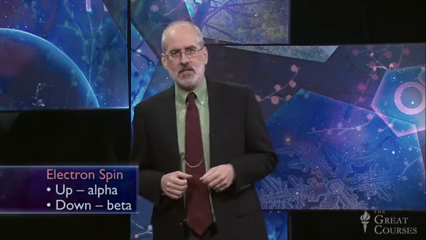Now, different particles have different characteristic spins that can point in certain numbers of directions. In the case of an electron, its spin can point in two and only two directions. We call them up and down, alpha and beta. It doesn't matter. The only thing that's important is that an electron has two possible spin states.